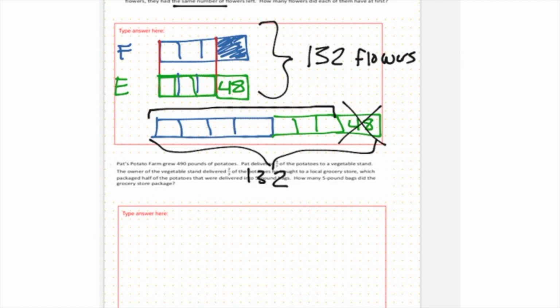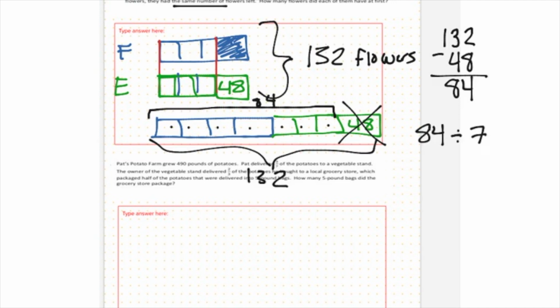So let's get rid of this amount. To get rid of that, that would be then saying 132 minus 48. If we subtract it, okay, that's going to leave us with 84. So we know that all of these sections are 84, and we know they're all the same. So what do we need to do next? Remember, the goal is to figure out how many they had at first, how many they were before the 1/4 was gone, before the 48 flowers was gone. Well, how many are there? 1, 2, 3, 4, 5, 6, 7. 84 divided by 7. It's being split into that 7. Well, let's do that math.